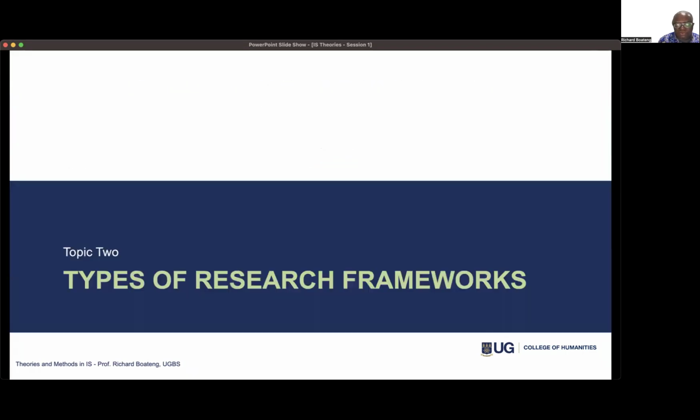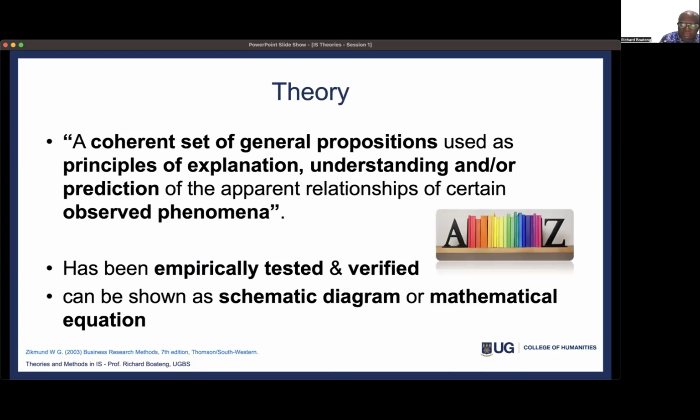Okay, let's continue. Within this, we need to understand what a theory is. I've been throwing the word around a lot. A theory is a coherent set of general propositions, a set coming together, which are used for explaining, understanding, and predicting apparent relations of certain observed phenomena. In society, we observe phenomena and patterns of behavior. Then, based on that, we can theorize, establishing a coherent set of general propositions that explains why something is acting in this particular way. So that's what we call a theory. I hope you understand it.